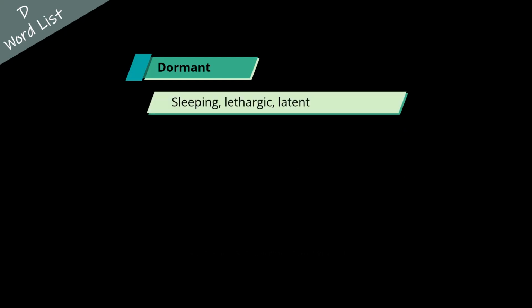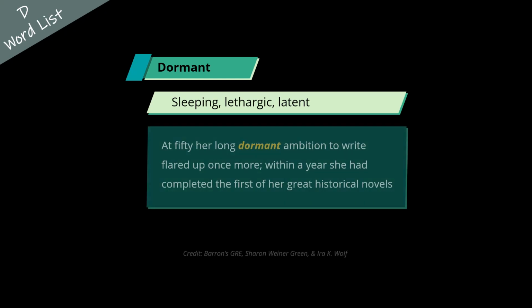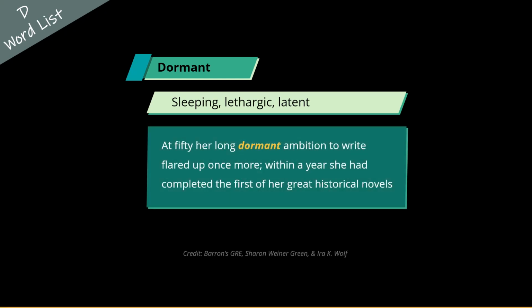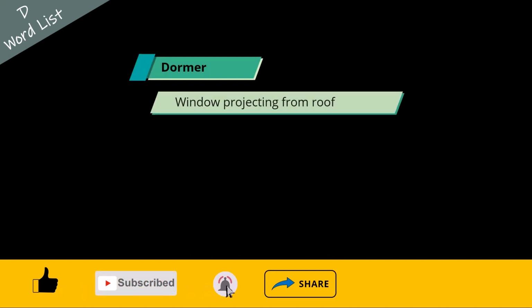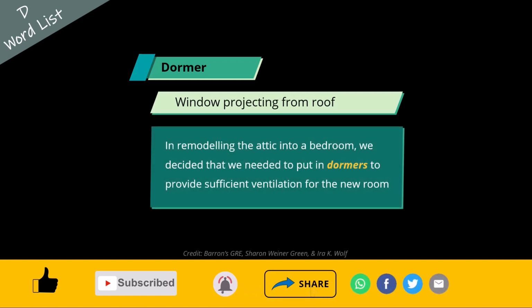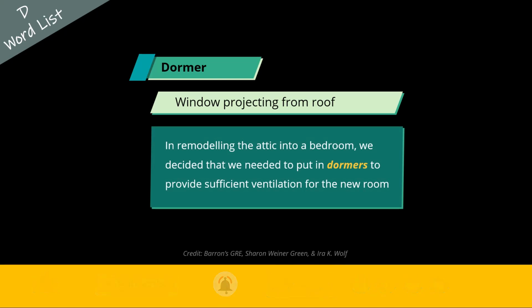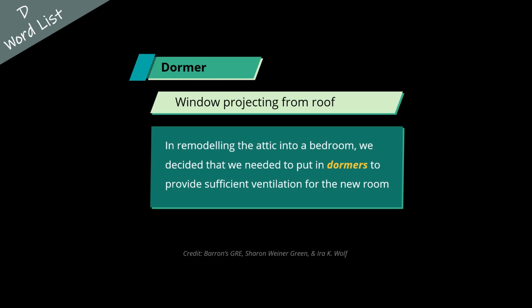Dormant means sleeping, lethargic, latent. For example, at 50 her long dormant ambition to write flared up once more. Within a year, she had completed the first of her great historical novels. Dormer means window projecting from roof. For example, in remodeling the attic into a bedroom, we decided that we needed to put in dormers to provide sufficient ventilation for the new room.